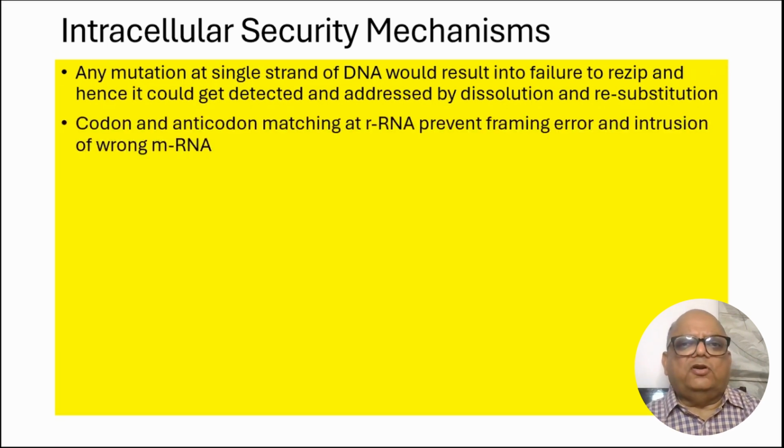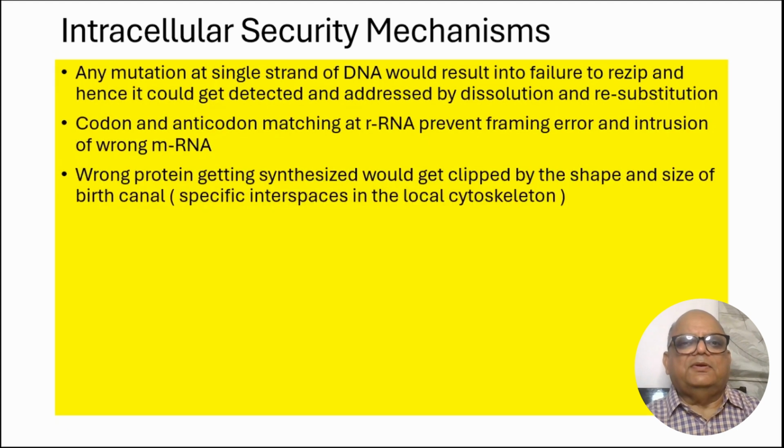Second mechanism is codon and anticodon matching at rRNA to prevent framing error. Because there are two molecular conveyors, one is presenting a string of codons, the other is presenting the string of anticodons with which the tRNAs are dangling down. So you cannot miss by one pitch or two pitch. The framing error gets prevented, and also intrusion of a wrong mRNA in between can be prevented because its counterpart anticodon will not arrive.